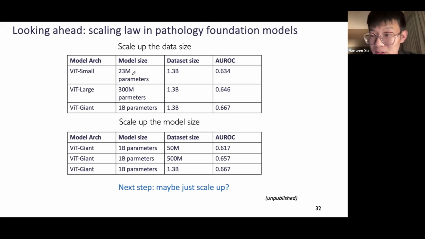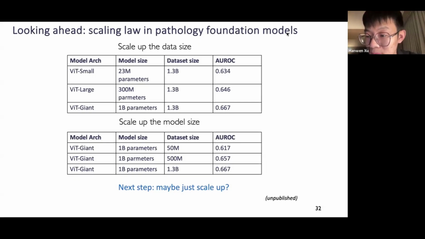So maybe this gives us an idea for the next step: if we don't have a better model architecture, or more or higher quality pre-training data, we can just keep increasing the size of the data or the size of the models. We can also get better models. So there are still improvements to be made for the model.